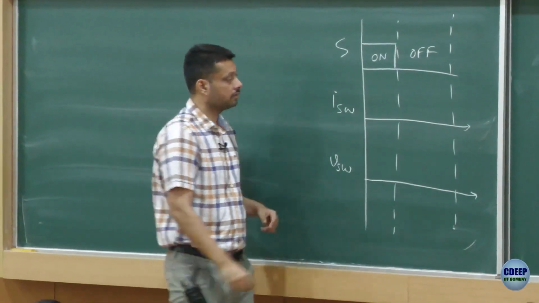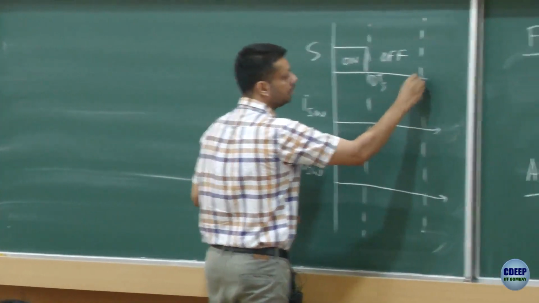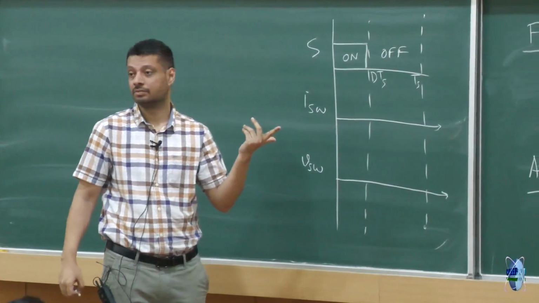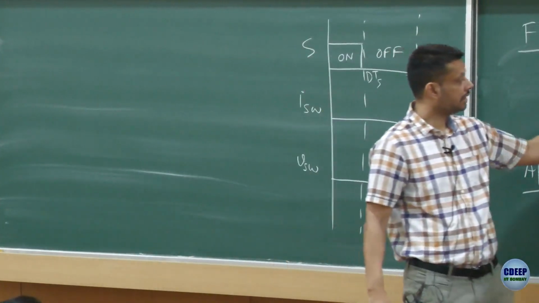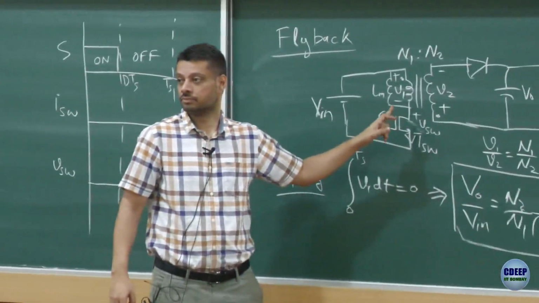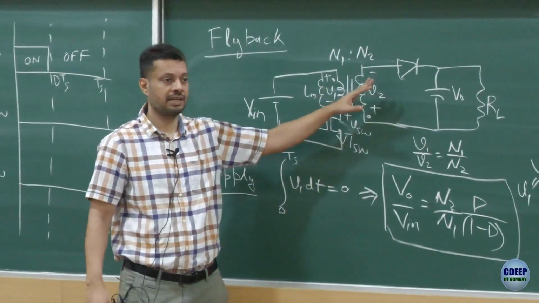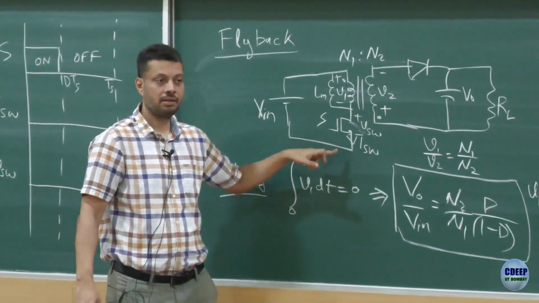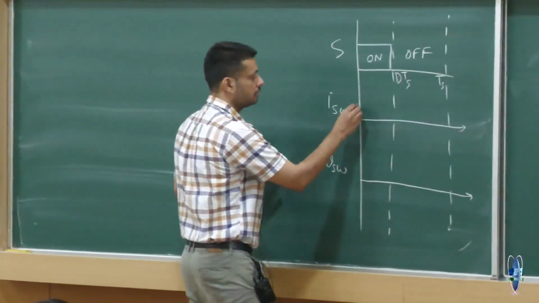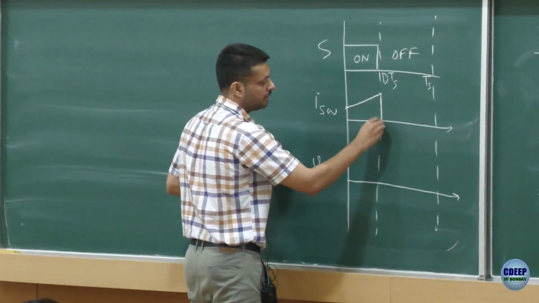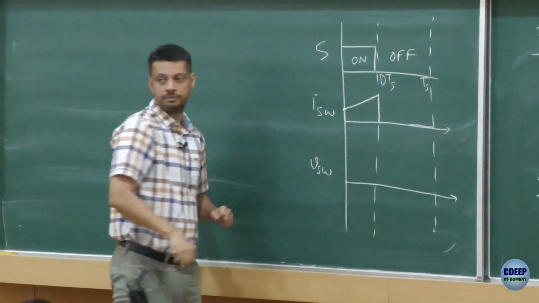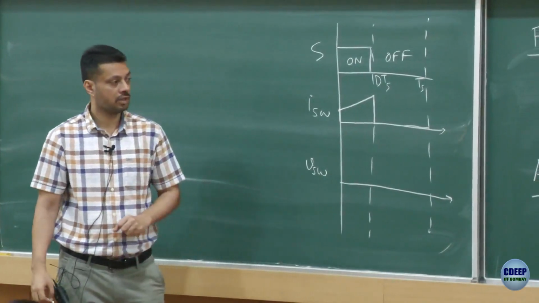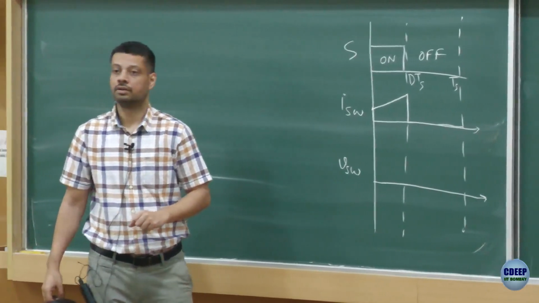When the switch is on, from 0 to DTS, the switch current would be equal to IL. There is no current from this winding, and no current from this winding, because the secondary diode is open circuit. So the switch current is equal to IL when the switch is on. This is your switch current, and then when the switch is off, the switch current is equal to 0. What about the switch voltage? When the switch is on, the voltage is equal to 0.